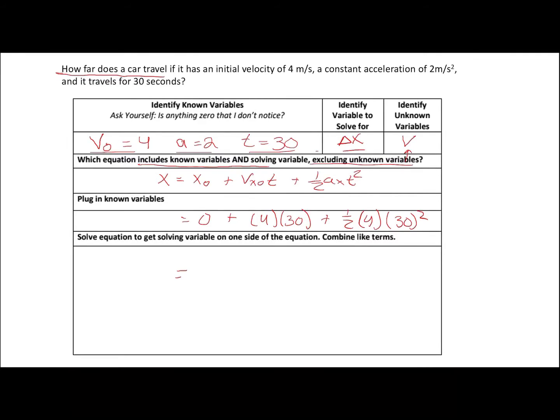So once I plugged it in, now I just have to solve my equation, get my variables on one side, get my constants on the other, and combine like terms as we can. Here, I already have my variables all on the left, and then I just solve for what we have on the right. 4 times 30 is 120. 0.5 times 2 times 30 times 30 is 900. And so my final answer comes out to be 1,920 meters. That is how far the car travels over these 30 seconds. Easy peasy. Let's try it one more time.